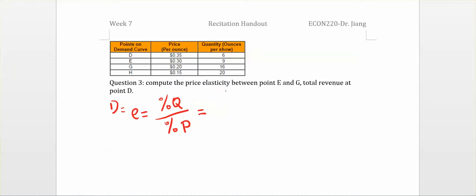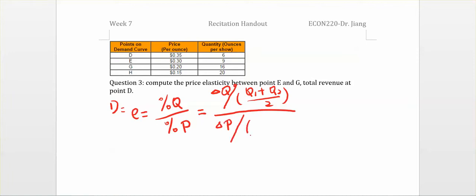In order to expand this notation, we'll have the percentage change of the demand, the change of the demand divided by the average demand, and divided by the percentage change of price, the change of price divided by P1 plus P2 divided by 2. So that is the formula.